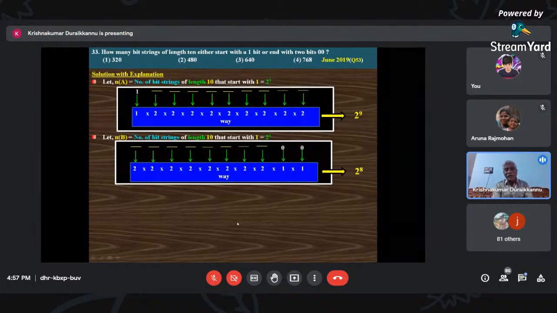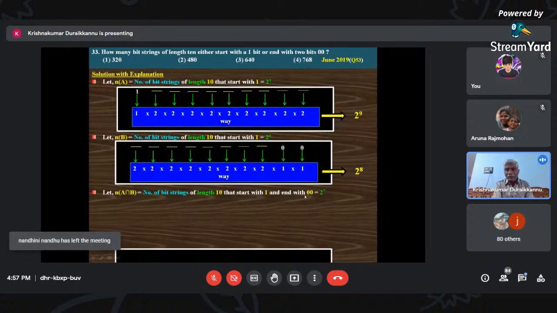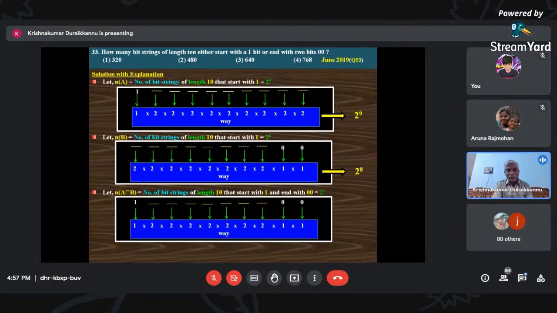So we need to find n of A intersect n of B. n of A intersect n of B is the number of bit strings of length 10 that start with 1 and end with 00. Okay, so 3 positions are fixed: the first position will be 1, the 9th position 0 and the 10th position 0. The remaining 7 positions give 2 power 7. That is, start with 1, end with 00, so this is fixed, only 1 way there. The remaining are 2 ways each, so 2 power 7.